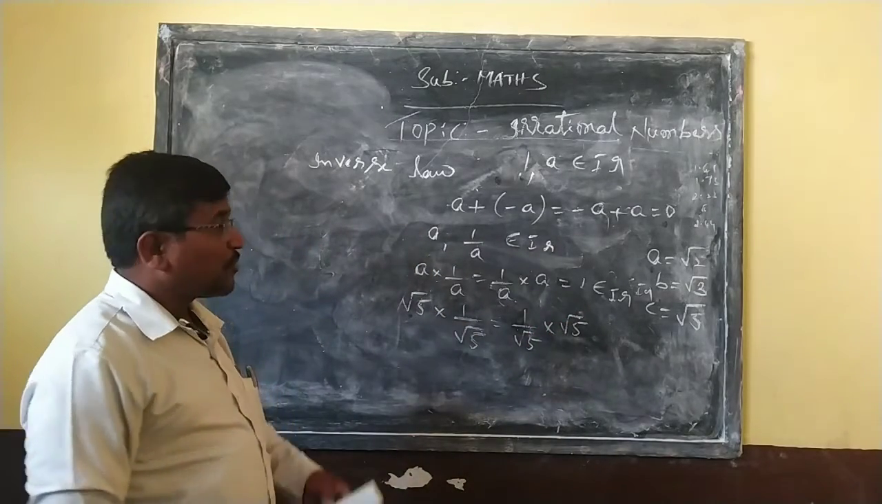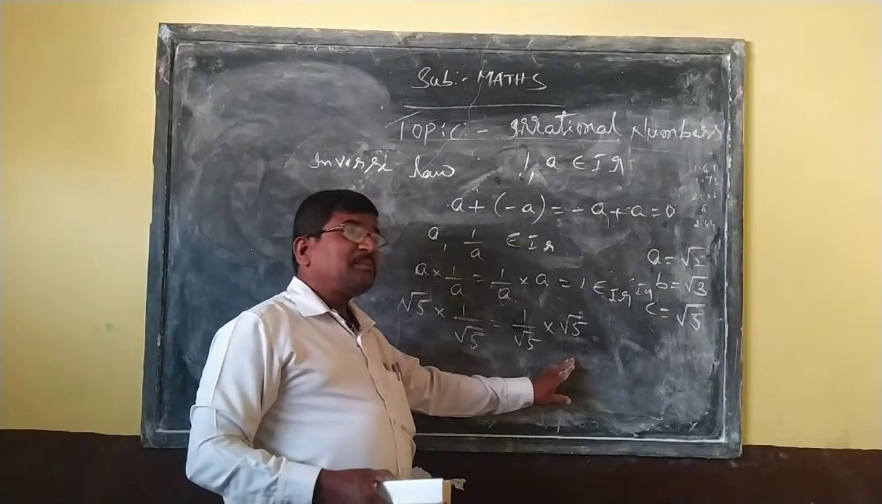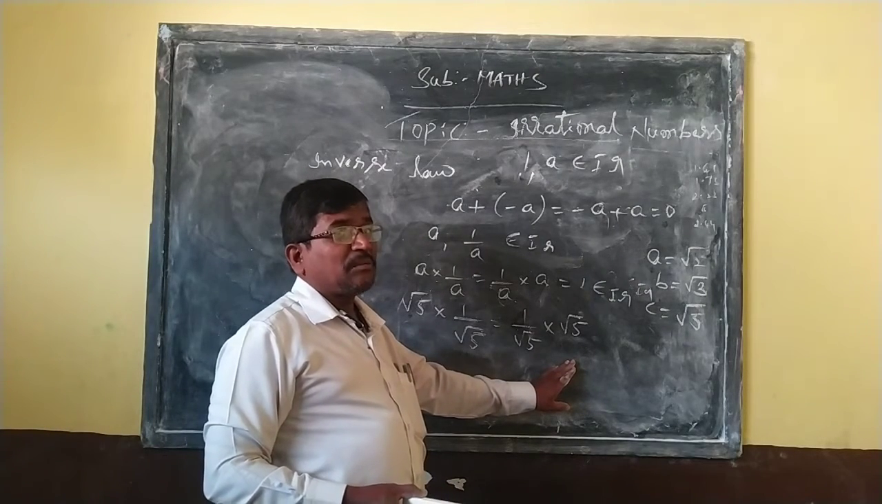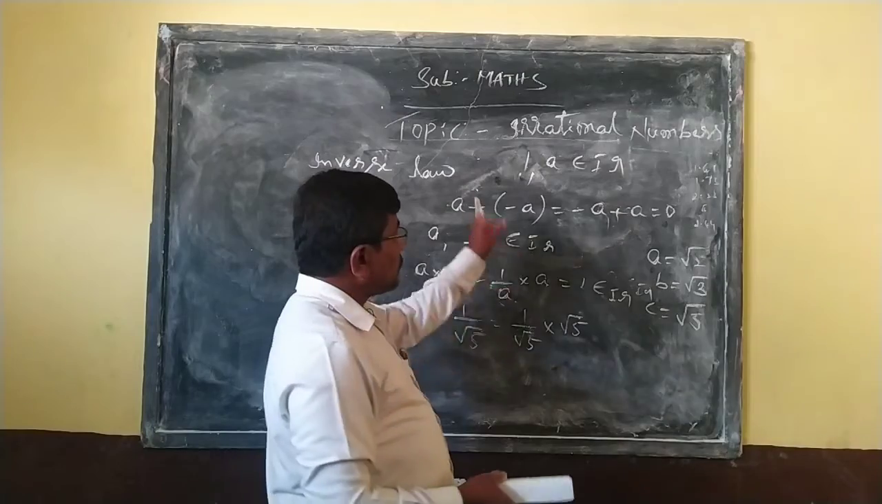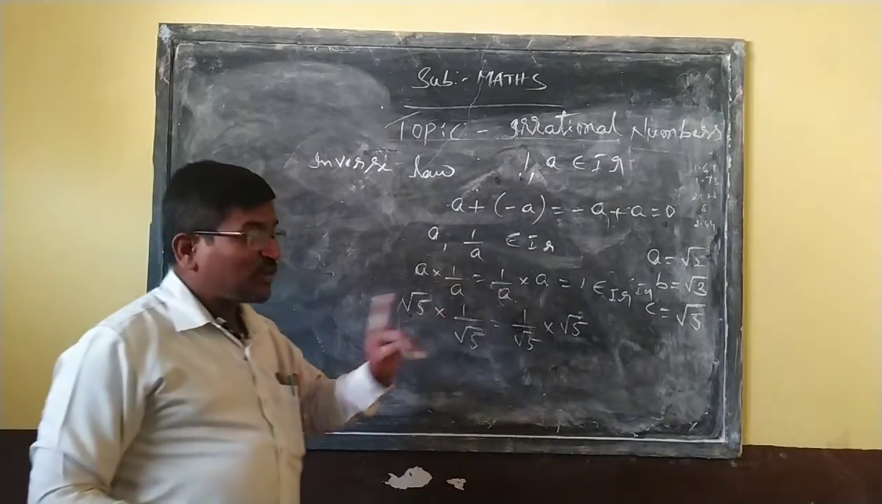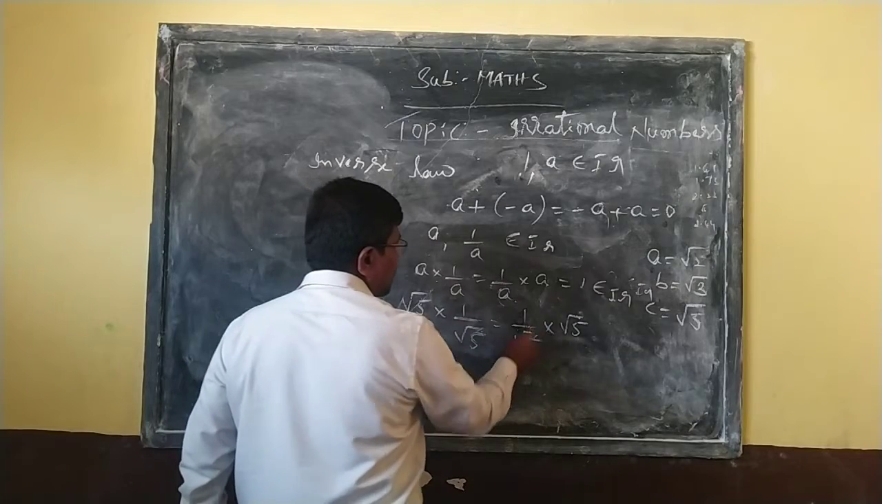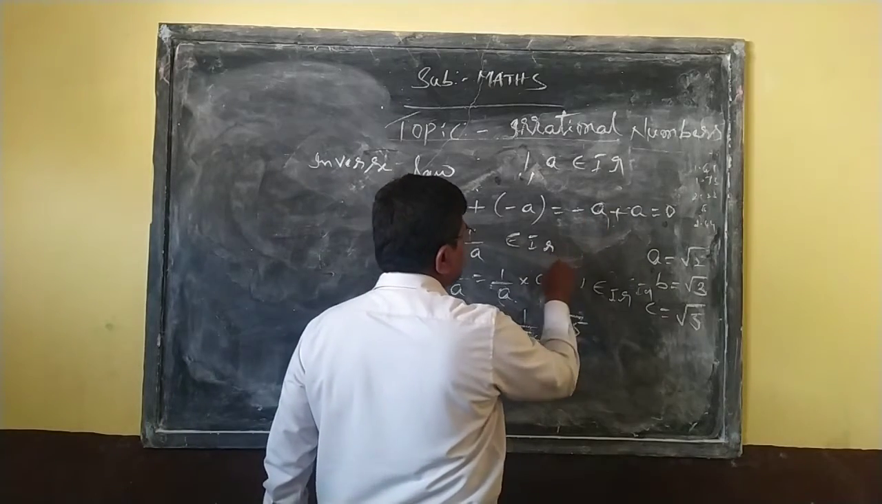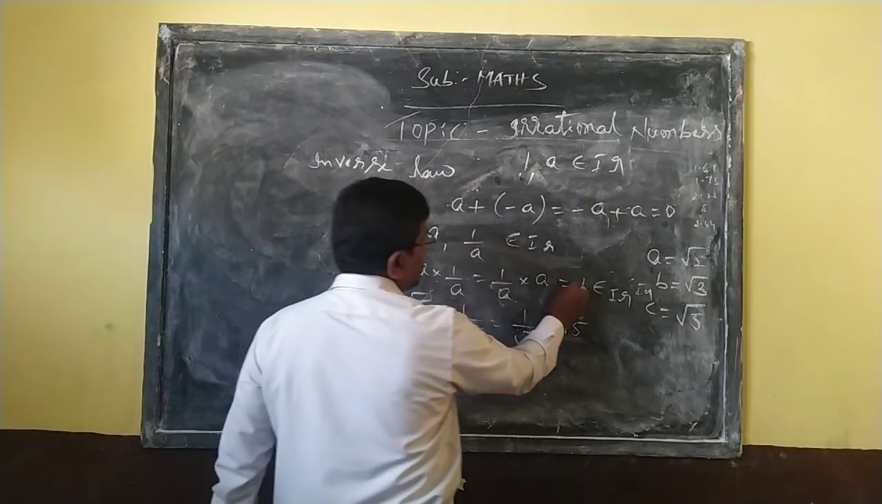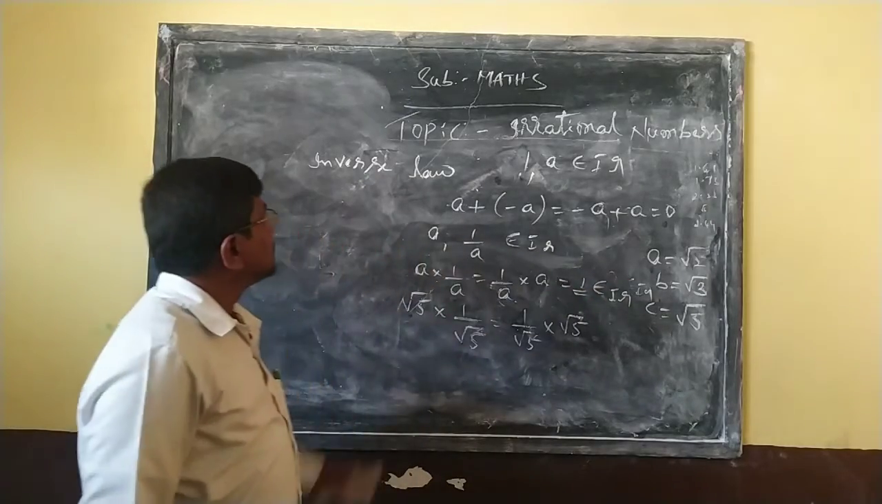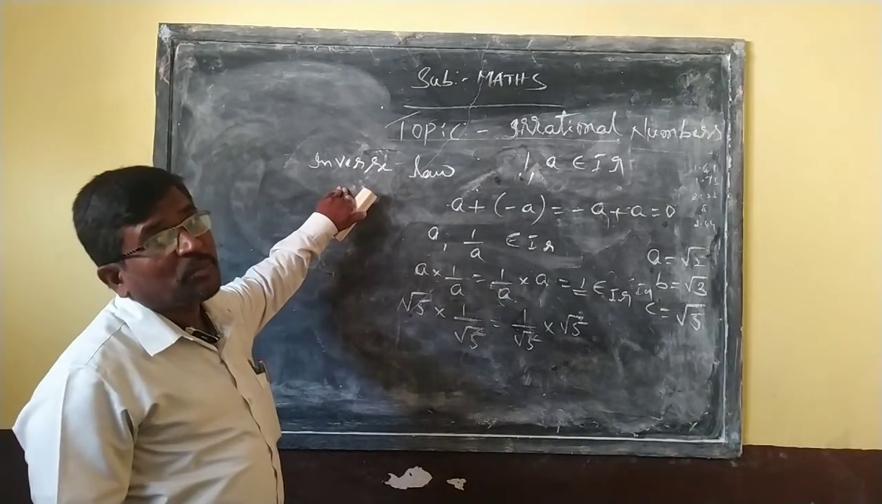Clear? Of course, rationalizing the denominator comes. That is binomial surds. I will explain later, but only the property I am explaining. Okay, don't confuse it again. So here this root 5 cancels. Clear, friends? So 1 only we will get. That is A into 1 by A we are seeing. 1 we will get. This is inverse law, inverse property.